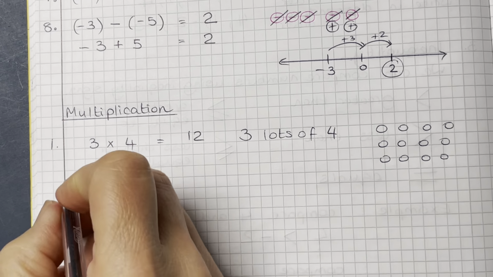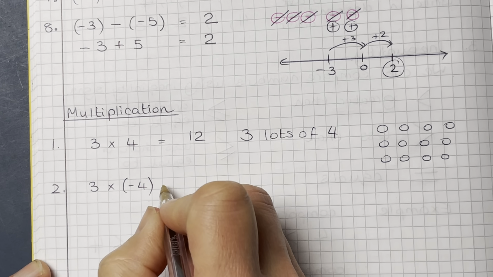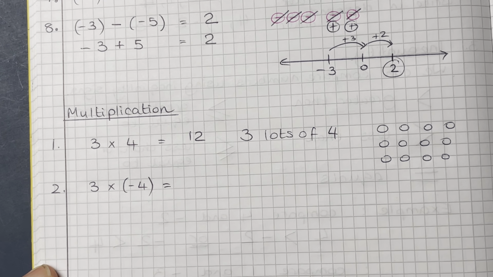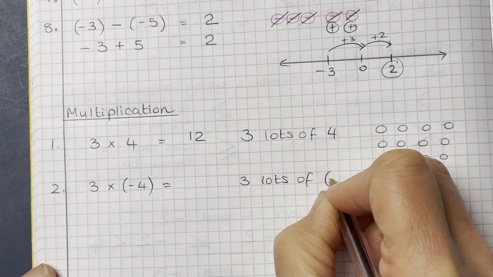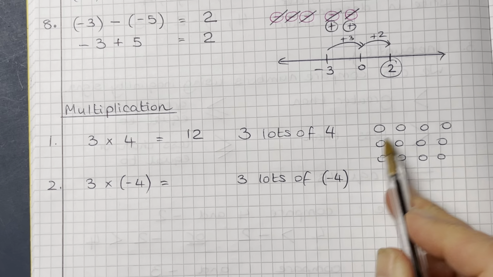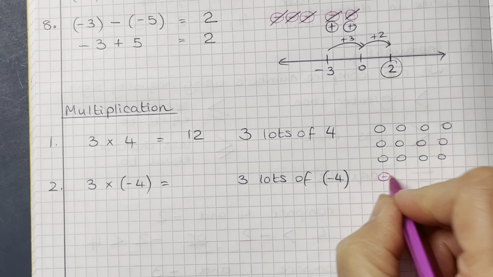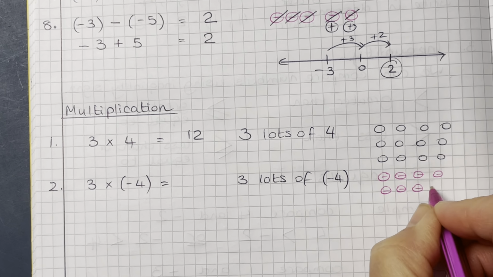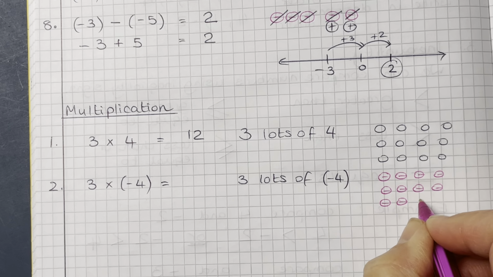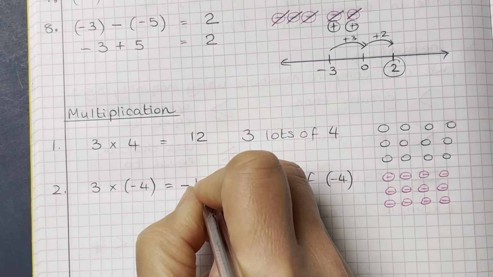Okay, question 2. This time I've got 3 lots of -4. Let's write that down. I've got 3 lots of -4. So this time, instead of having 12 here, I'm now going to have 12 negatives. 3 lots of -4 gives me -12.